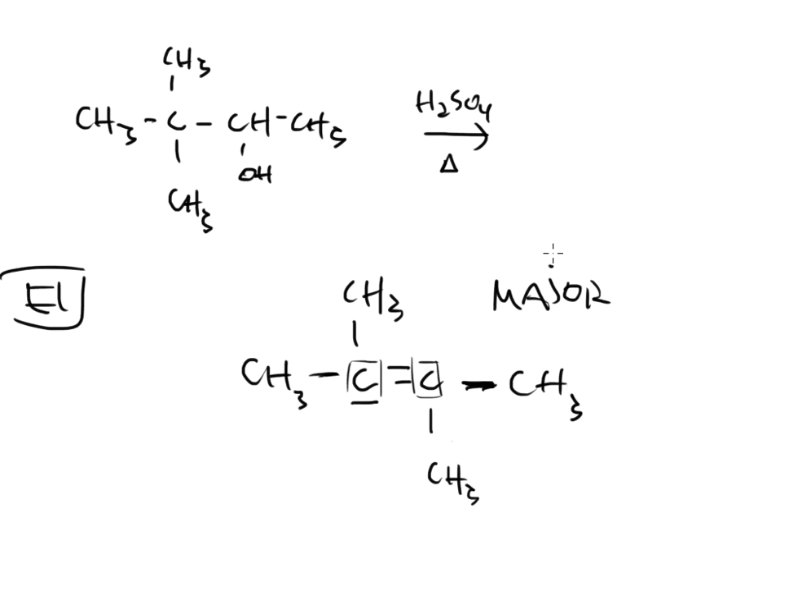Number 1, we had to worry about methyl shifts. And number 2, we had to worry about the stability of the alkene. And the stability of the alkene is highly determined by how many alkyl groups there are on the sp2 carbons of the alkene. And there you go. There's the major product for that reaction.